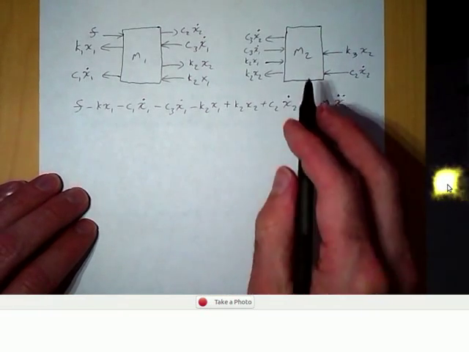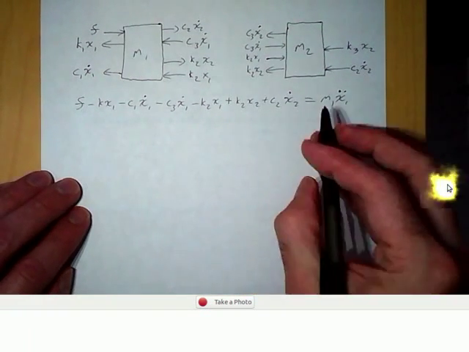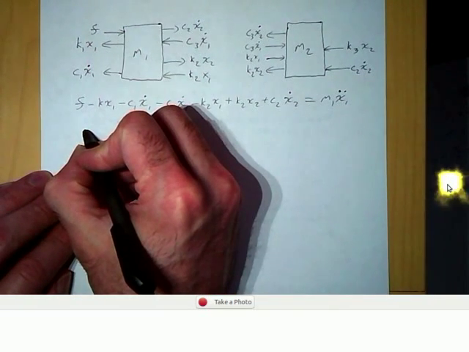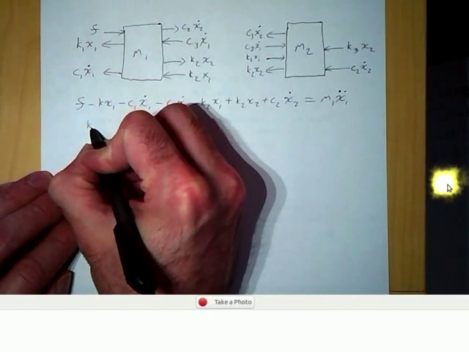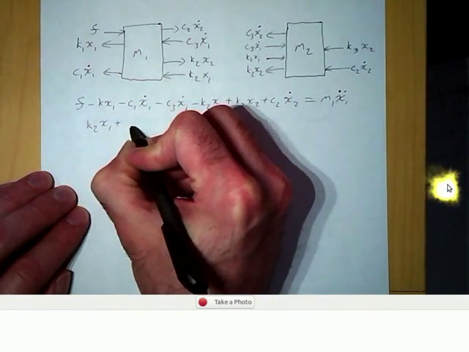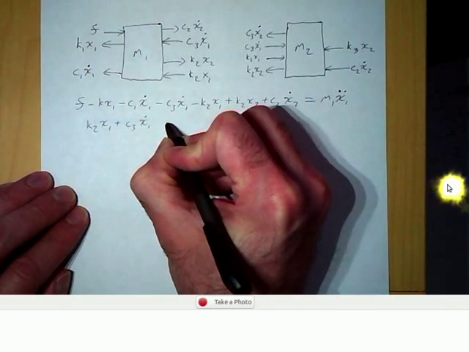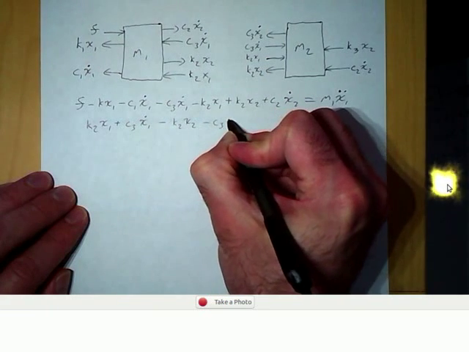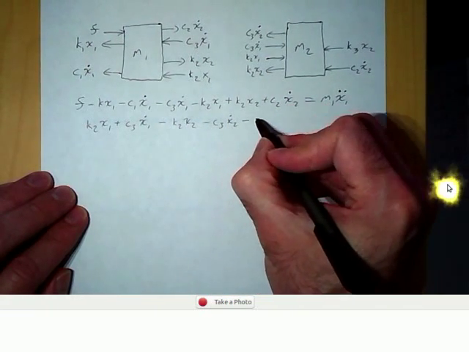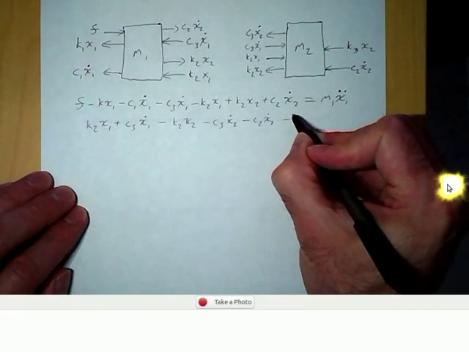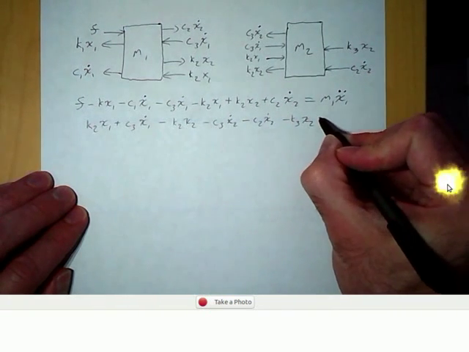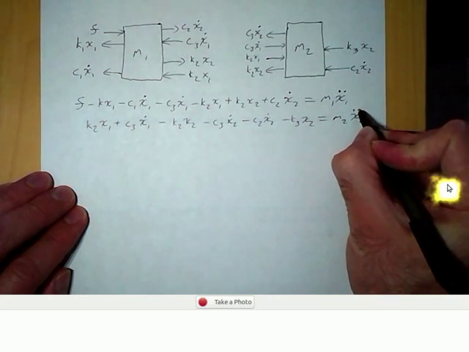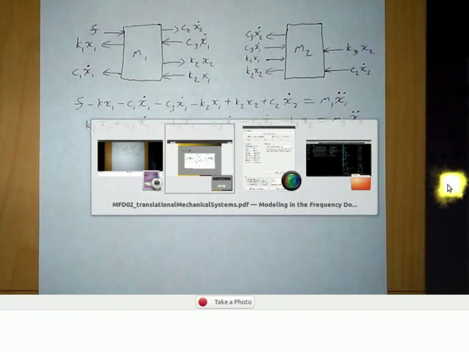And the equations for our second motion here, we have K2 X1 plus C3 X1 dot minus K2 X2 minus C3 X2 dot minus C2 X2 dot minus K3 X2. So that's all the forces. That's equal to M2 X2 double dot.